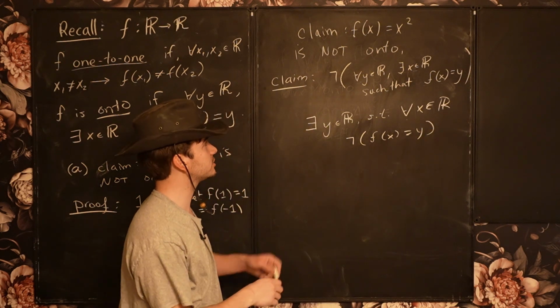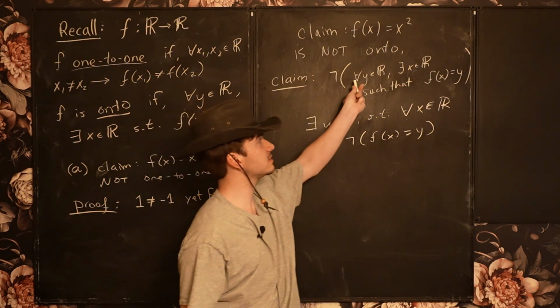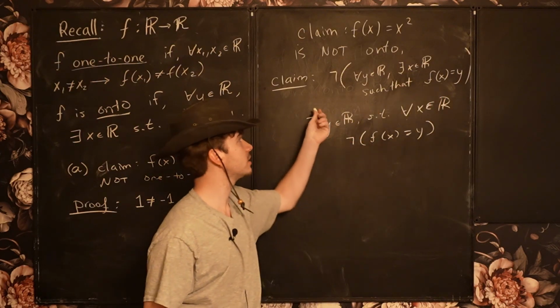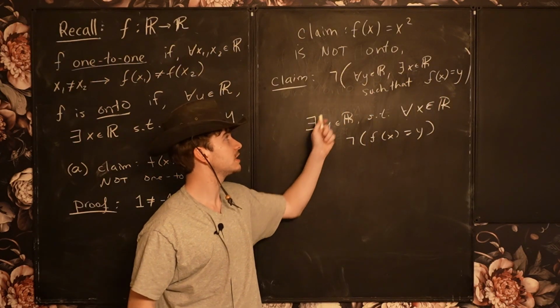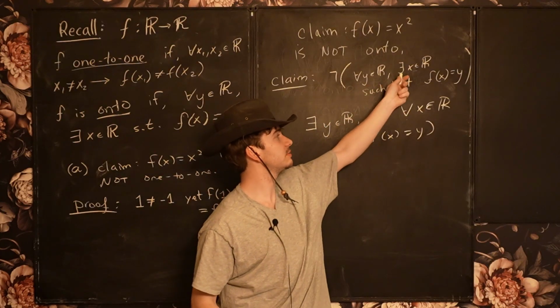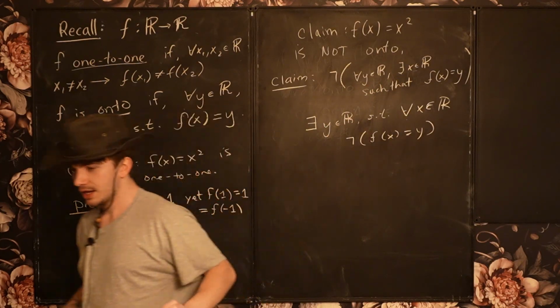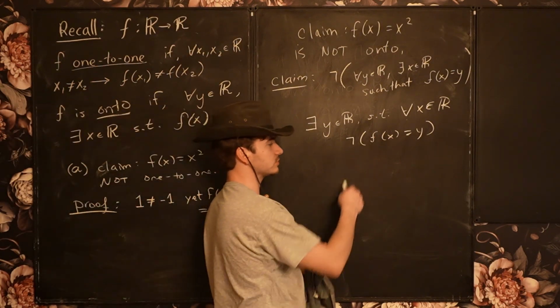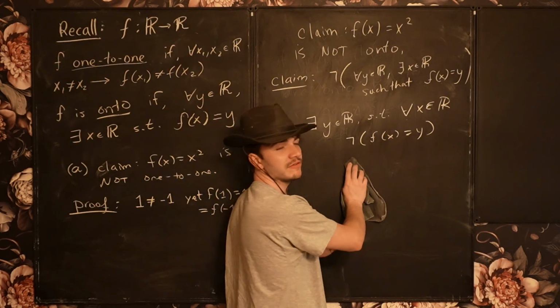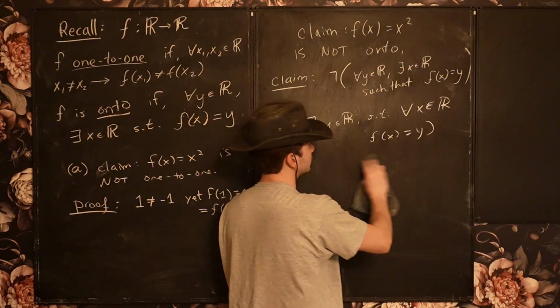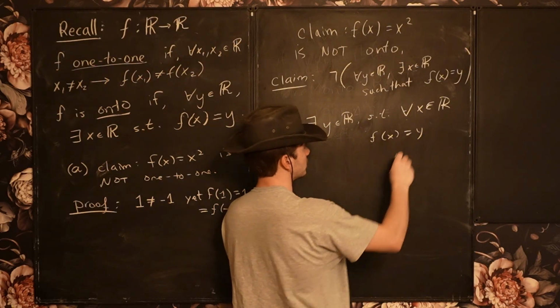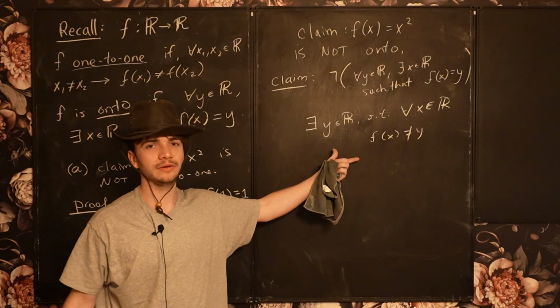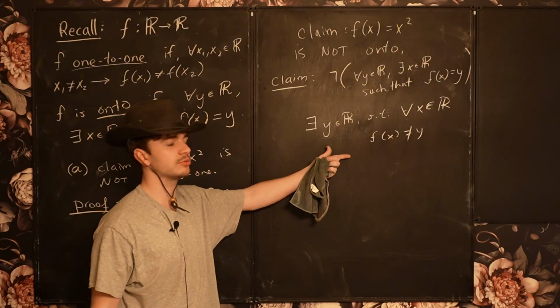All right, you see what I did there? I just brought the negation symbol past the for all and the existence quantifiers. When I brought them past these quantifiers, I flipped the for all to an existence, and I flipped the existence to a for all. Okay? And now, what is the negation of the logical claim f of x equals y? Well, that is simply the claim that f of x is not equal to y. So this is the precise mathematical statement that we need to prove.